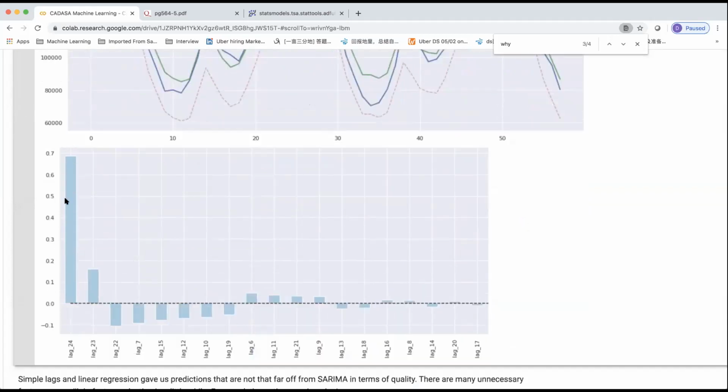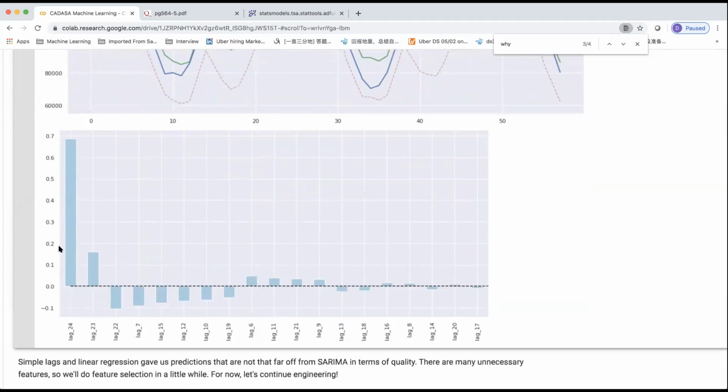And this is the importance of all the lags, the coefficients of the lags. Basically, the 24th lag has the biggest coefficient. That's normal because we have daily seasonality there.